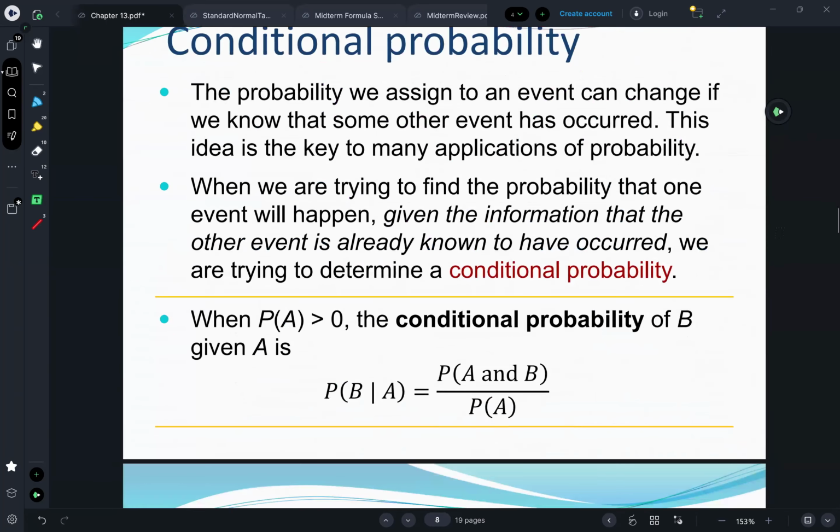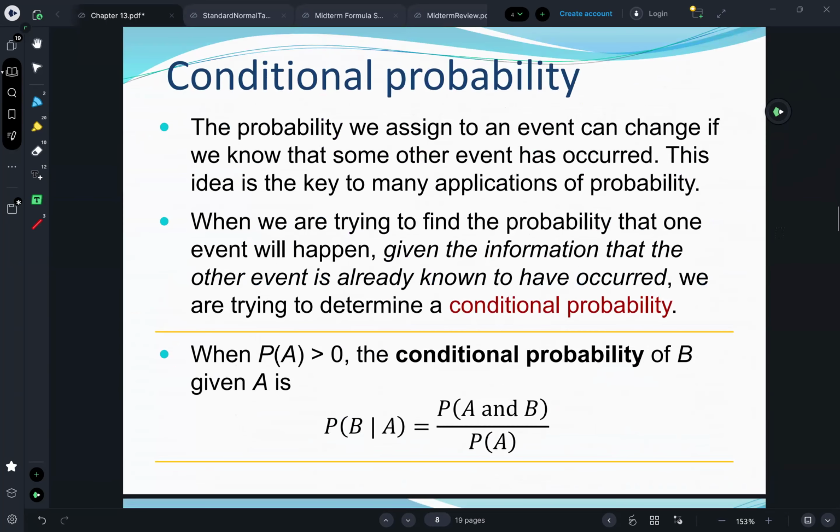We'll come back to that. Conditional probability is when we do know a little bit about the other event. The probability we assign to an event can change if we know that some other event has occurred. It's more information, and it could increase or decrease the probability. This idea is the key to many applications of probability.